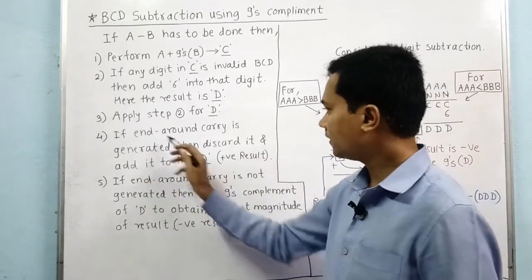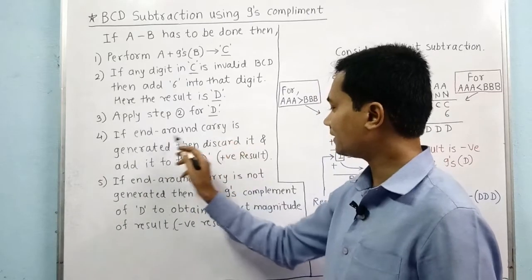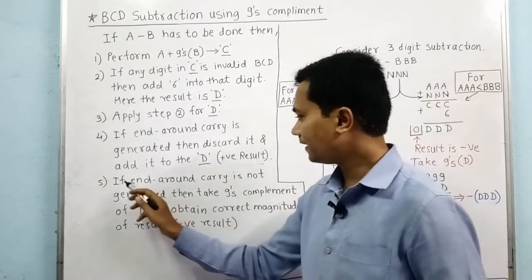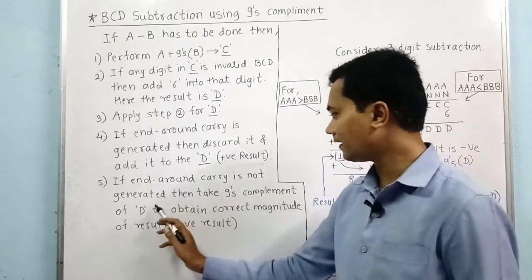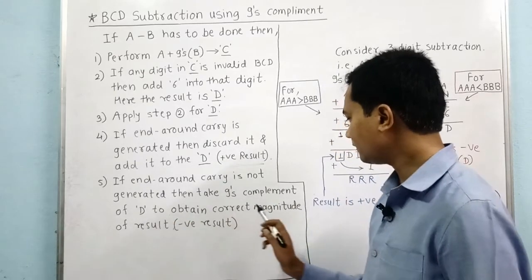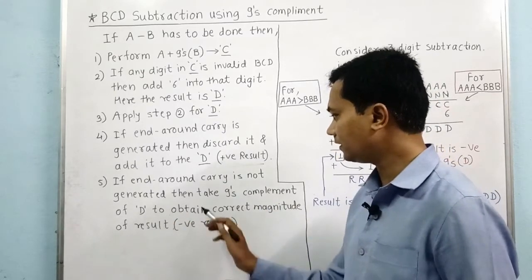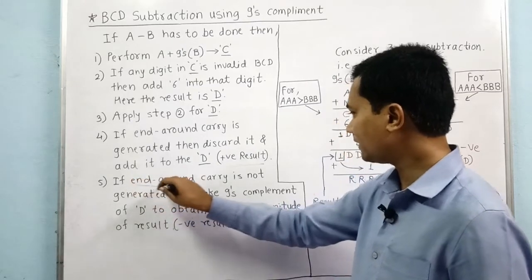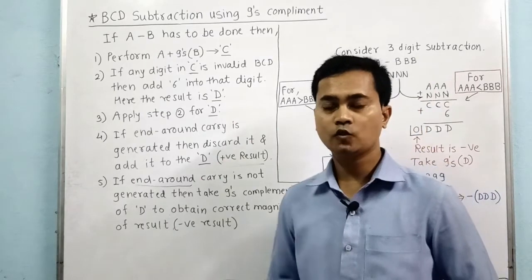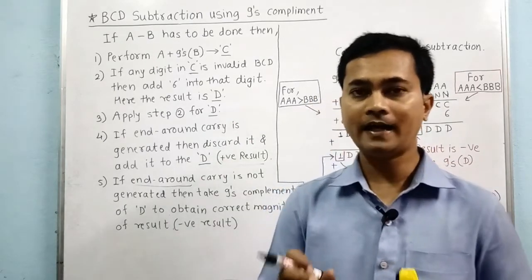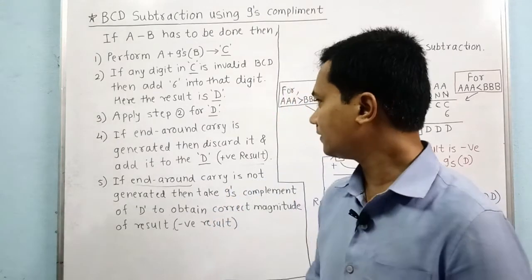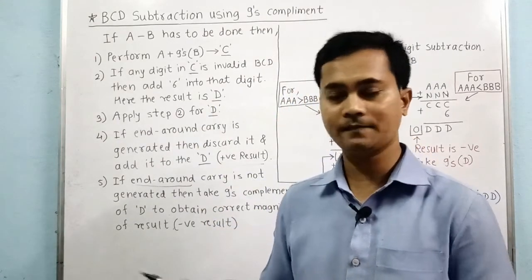If end around carry is generated, that means the result is positive. If end around carry is not generated, then take the 9's complement of D to obtain the correct magnitude of the result. In this case, no end around carry means the result is negative, and to obtain the correct magnitude we have to take the 9's complement of the result. This is the algorithm, or steps you can say.